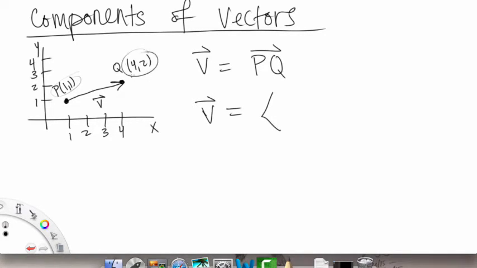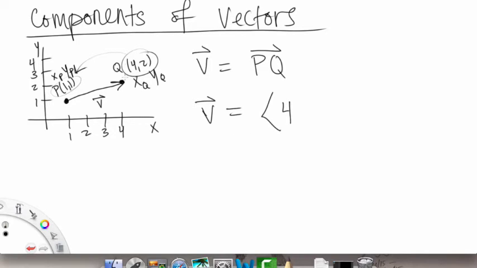And how you figure out the components here, in a more official, formal way, is taking the endpoint coordinates and subtracting away the start point, or the base point coordinates, okay? So we're going to start with 4. This is your x coordinate of Q, and here's your y coordinate of Q, and this is your x coordinate of P and y coordinate of P.